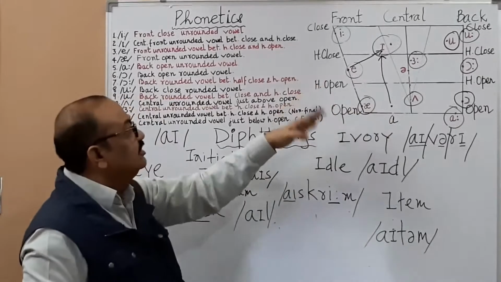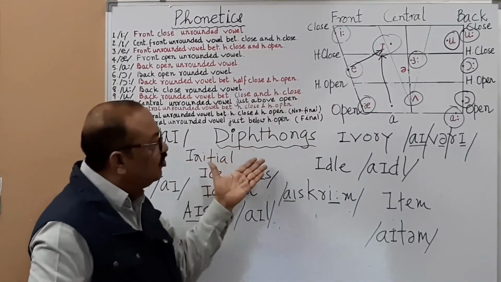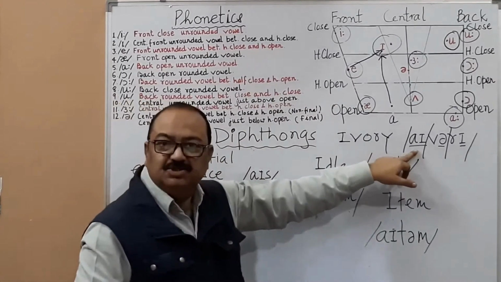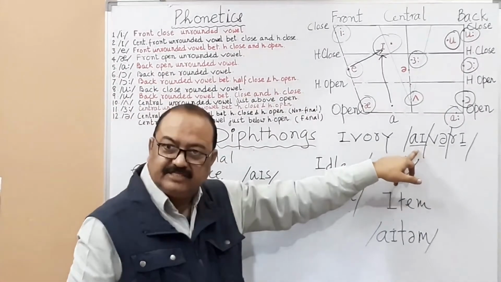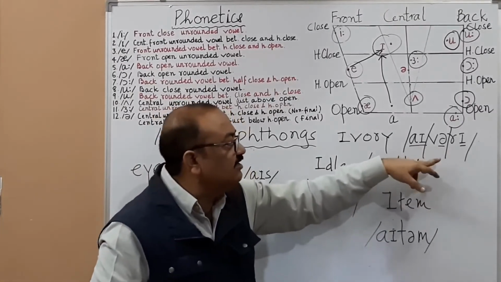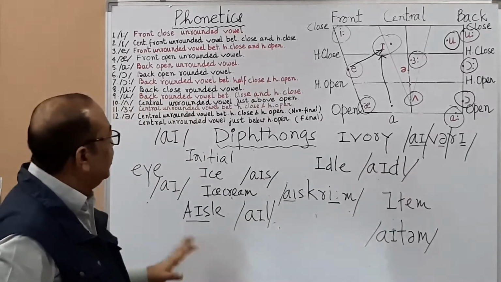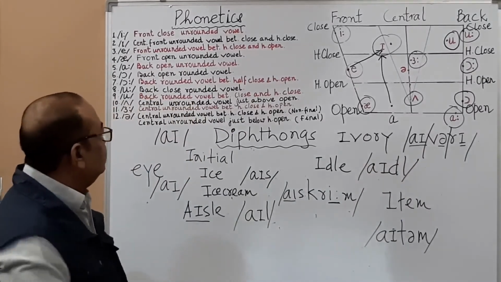Here, one vowel sound. And as far as these are concerned, they are called diphthongs. Why? Because they are two vowel sounds. So that's the difference. So you have two monophthongs here in the word ivory and one diphthong. Yes. This was the initial sound.